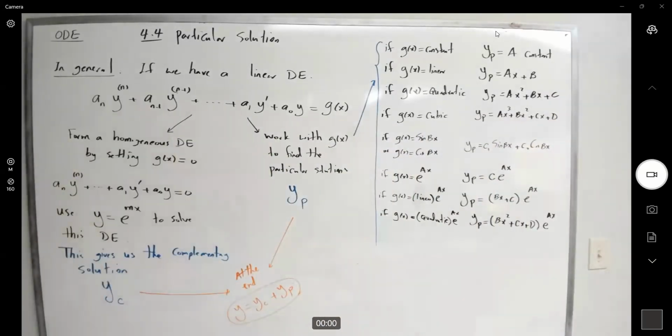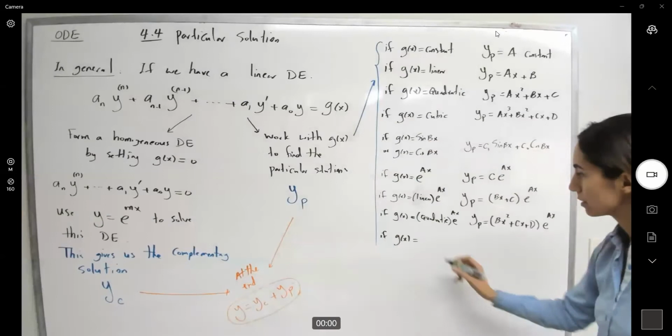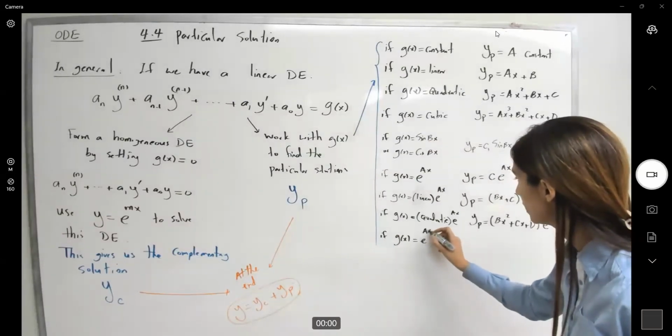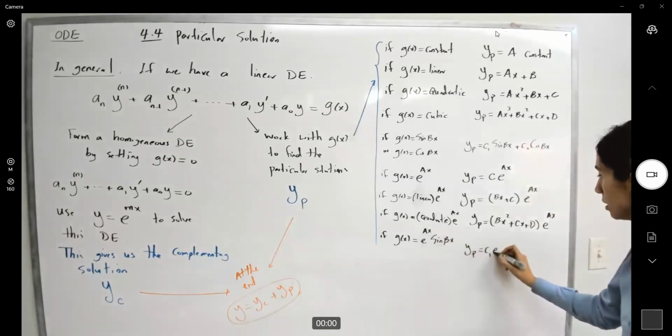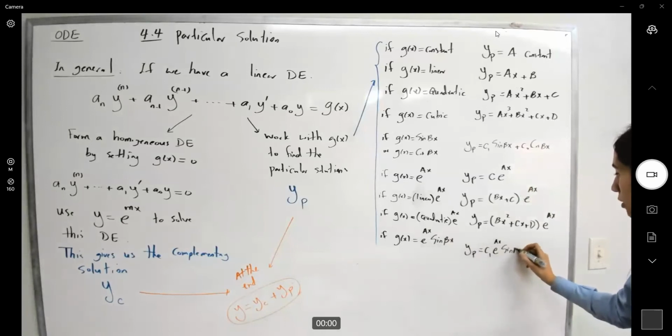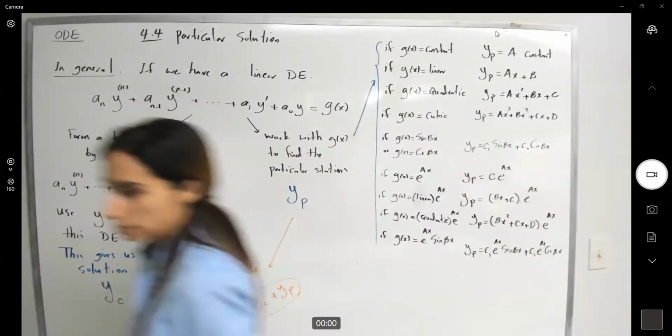Well, the next one, if you have the combination of sine or cosine with e to some power. If we have g of x as e to the ax sine of bx, y sub p becomes c1 e to the ax sine bx plus c2 e to the ax cosine bx. Let's see what else is left.